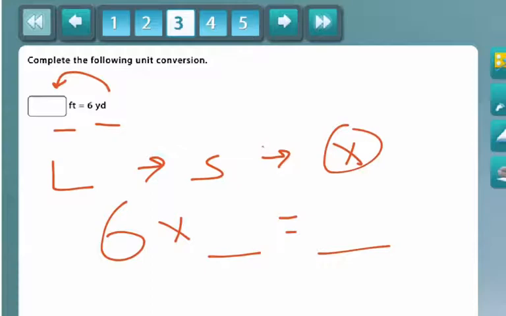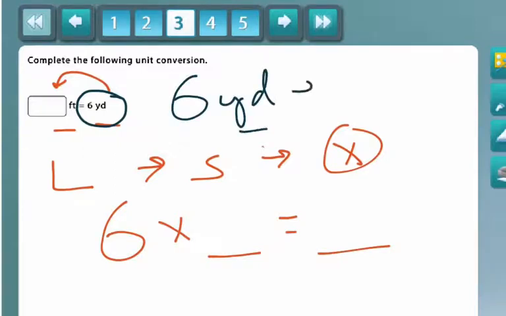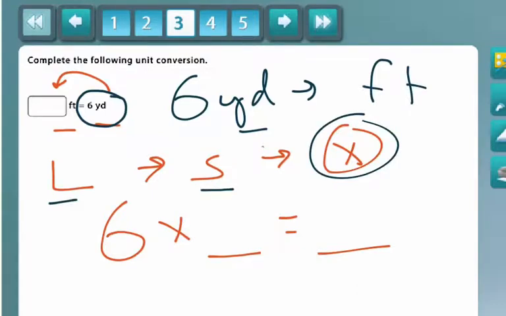On problems like this, when they give you the measurement to begin with, I always rewrite it. I write it this way so I know that I'm going from a yard into a foot. So I'm going from a large to a small, so I'm again going to multiply. How many feet are in 1 yard? 3. So you multiply 6 times 3 to get 18 feet.